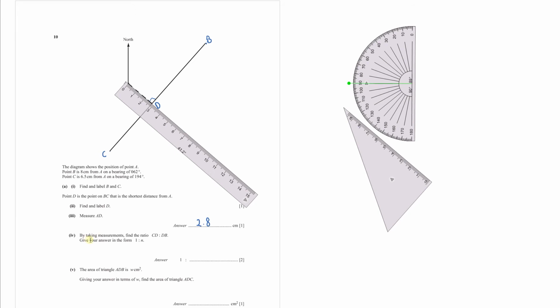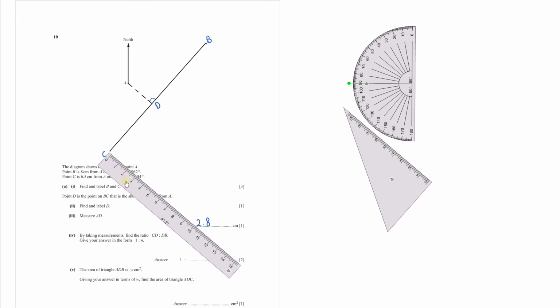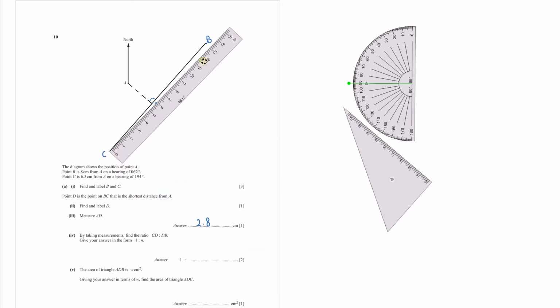Part 4 is, by taking measurements, find the ratio CD to DB. So CD is this length and DB is this length. Give your answer in the form 1:n. So first we need to measure these two lengths. So let's align the ruler with this now, like this. Place 0 on this point. So CD is almost 5.8 centimeters. So I can write it here.